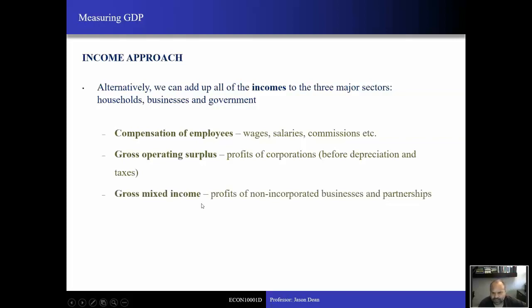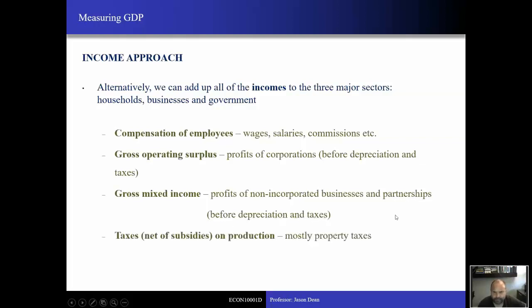And then gross mixed income is just profits from businesses that are not incorporated, right? Corporations have limited liability. There are many companies that are not corporations. That's what this category is for. So we're going to add the profits of non-incorporated businesses and also partnerships. This would be sole proprietorships and also partnerships. And again, we're going to be looking at this before depreciation and taxes.